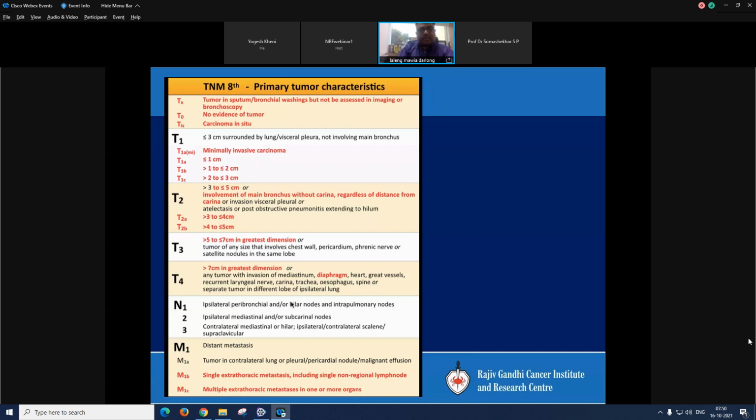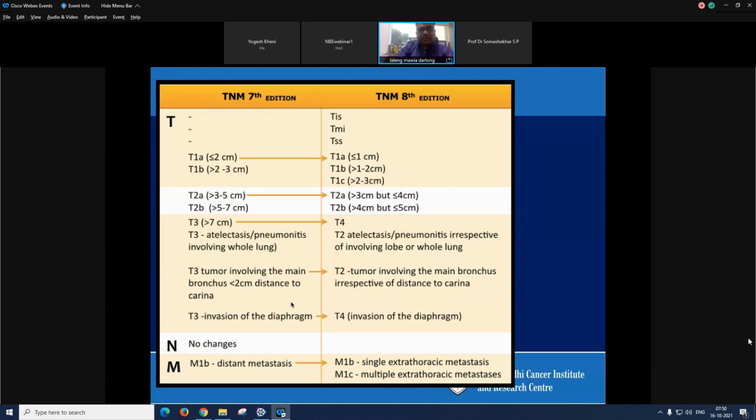M1B is single extrathoracic metastasis, including one single non-regional node. M1C is multiple extrathoracic metastasis in one or more organs. So this is just a comparison of the 7th edition and the 8th edition. I think we are all aware of this. I would not really go deeper into this.